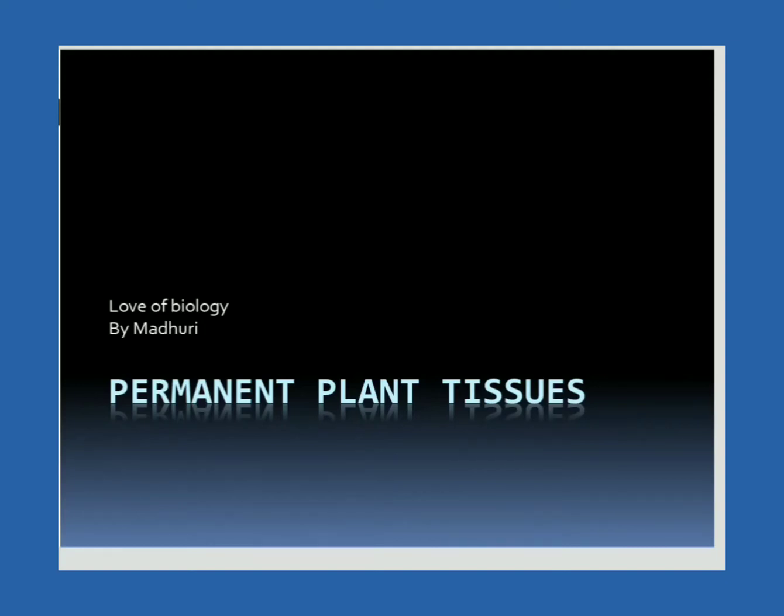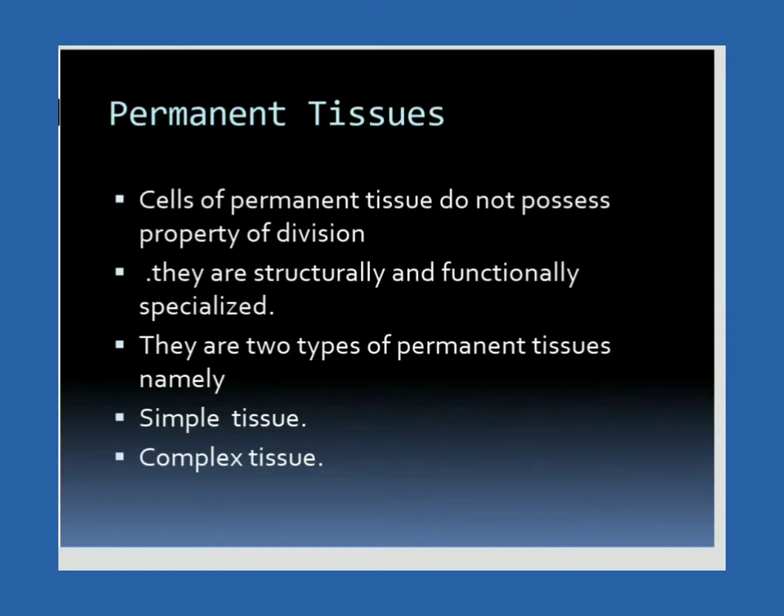Today we are discussing permanent plant tissues. These permanent tissues do not possess the property of division like the meristems. They are structurally and functionally specialized. There are two types of permanent tissues: simple and complex tissues. When the meristem divides the cells, they attain one specific function and become permanent. So let us discuss one by one.